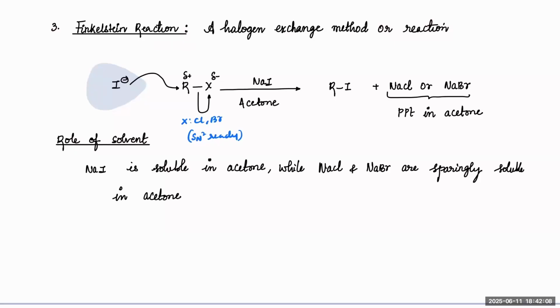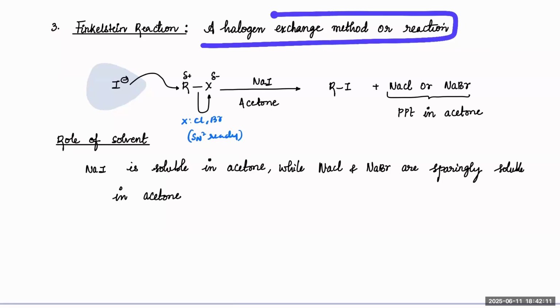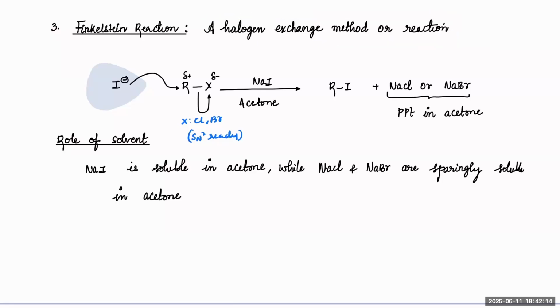Now, note down this reaction, which is the Finkelstein reaction. The Finkelstein reaction is where one halogen is interchanged with another halogen. You notice that this I minus is trying to attack on R, removing this X. So we will get RI plus NaCl or NaBr. What is interesting to notice is that NaCl or NaBr both form a precipitate in acetone, which means if you want to remove chlorine or bromine and replace it with iodine, this is the best reaction. So this is called the Finkelstein reaction. This is precisely used to ensure that the chlorides and bromides are getting precipitated.